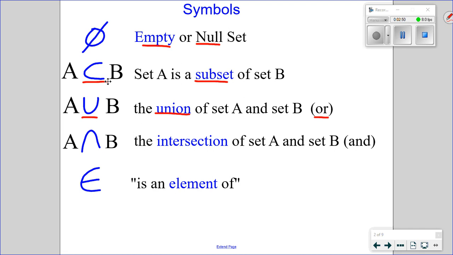And then our next symbol looks like an upside down U, and it stands for the intersection of set A and set B. You could also think of that symbol as the word and. So in this case, we're looking for the elements in set A and set B. And then our last symbol, which looks like an E, stands for element of. So when you see this symbol, you would read it as is an element of. You might see something like this, which would be read 3 is an element of set A.